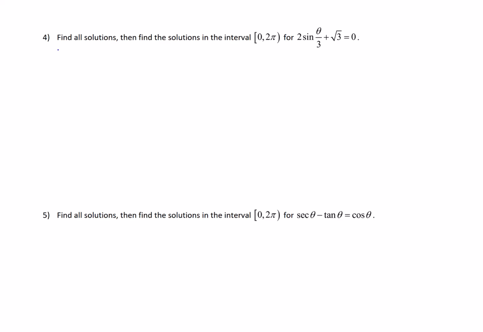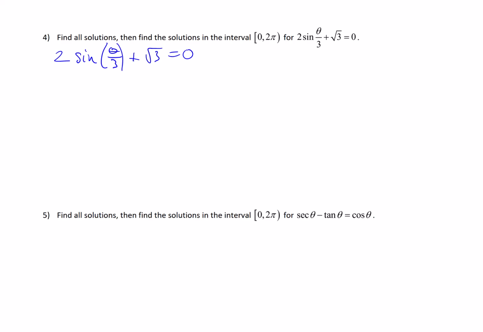I'm going to write this down and say it again. So it's 2 times the sine of, the input for this sine is theta over 3. So the dividing by 3 is going on inside the input for the sine function. So we got 2 sine of theta over 3, close parentheses after that. And then we have plus square root of 3, and then that equals 0.